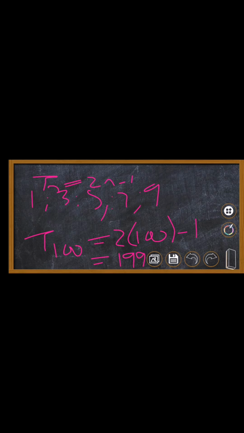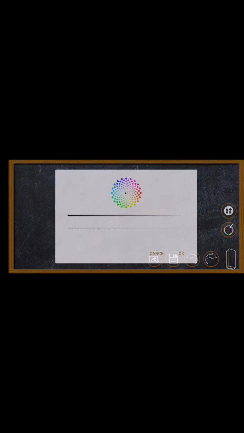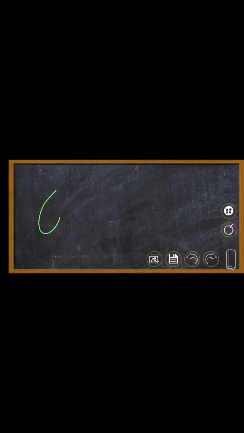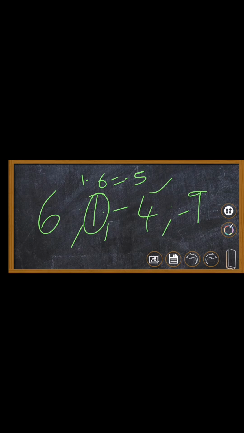Now let's consider the sequence 6, 1, negative 4, and negative 9. So let's write it down: 6, 1, negative 4, negative 9. We can see that each term is decreased by 5, because 1 minus 6 is negative 5, meaning we subtract 5. So if we take 1 and subtract 5, we get negative 4. If we subtract 5 from negative 4, we get negative 9. So that's how we get the sequence. So we have a constant difference of negative 5.